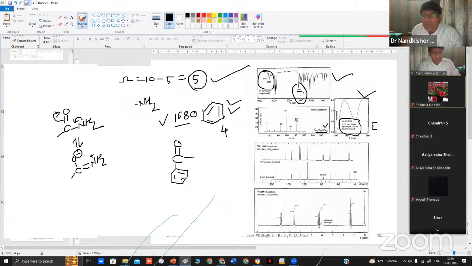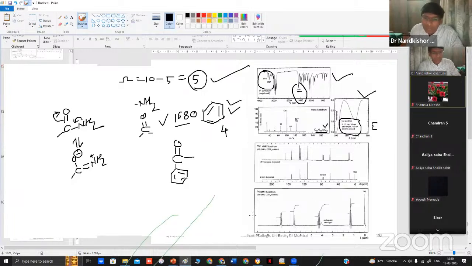So we got this stretching frequency of the carbonyl group. This may be the amide stretching, and this amide may also be in conjugation with the aromatic ring. So this information we collected from the IR spectrum.